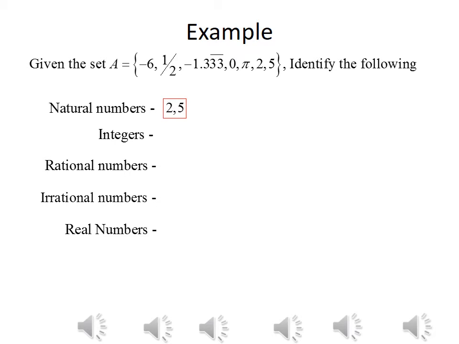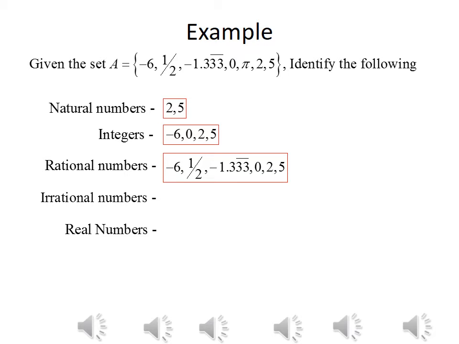For the natural numbers, remember the natural numbers are the numbers that we count with. Those are the positive integers. So the only numbers in our set that are positive integers are 2 and 5. The integers are all of the numbers that don't have decimals or fractions. They can be positive or negative. So the numbers within our set, which are integers, are the numbers -6, 0, 2, and 5.